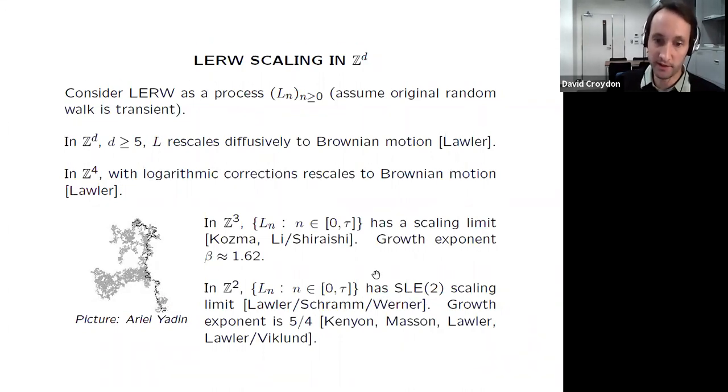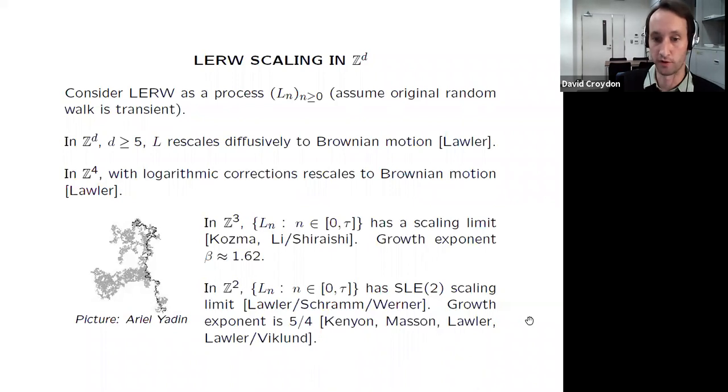So the thing that was missing in the scaling limit was exactly the time scaling. So how many steps are left in this loop-erased random walk. And so it turns out that if the distance between these two endpoints is of scale n, then the number of steps of this path is going to be n to the 5/4.